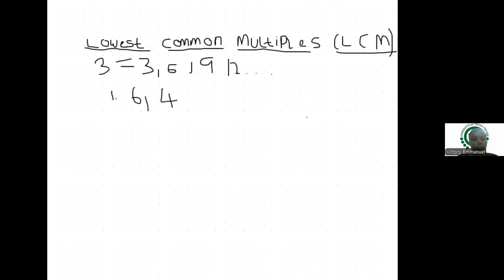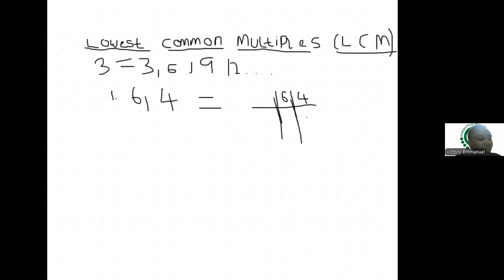So you come here, you draw your table. Because there are two numbers, you draw two columns here. Then you have your 6 here, then you have your 4 here. Then you can rule this line. The reason why you're ruling this line is so that you can find numbers that can divide them. Every number you're going to put here are numbers that can divide these two numbers.